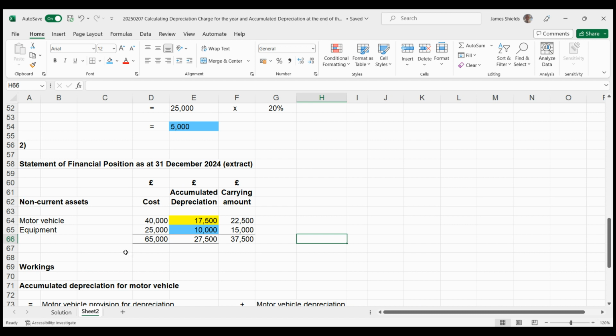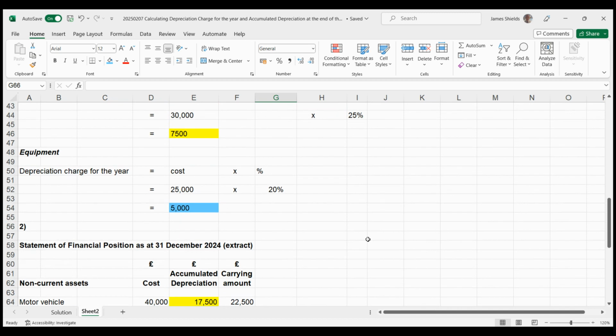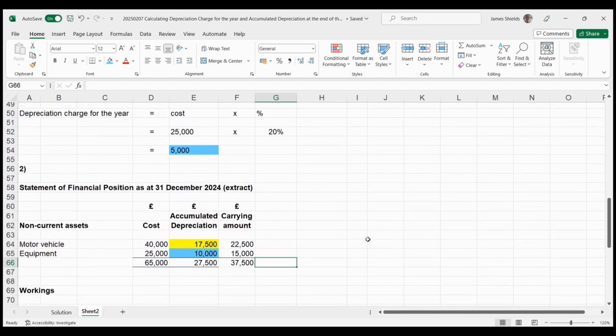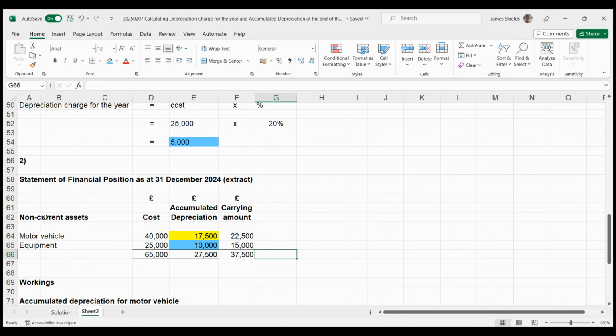Now, as in the full statement of financial position, the cost and the accumulated depreciation are underlined when we finish with them, but my carrying amount or the net book value is not underlined because I'm going to use that later on. So there we have it. We've got the depreciation charge in your income statement, and then the accumulated depreciation in the non-current asset section of the statement of financial position.